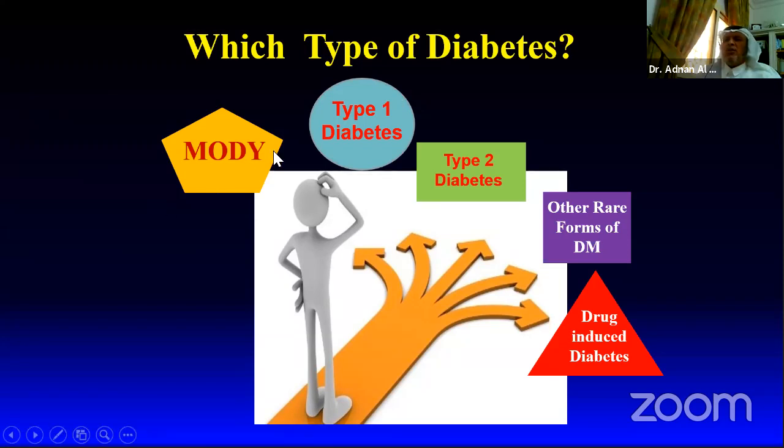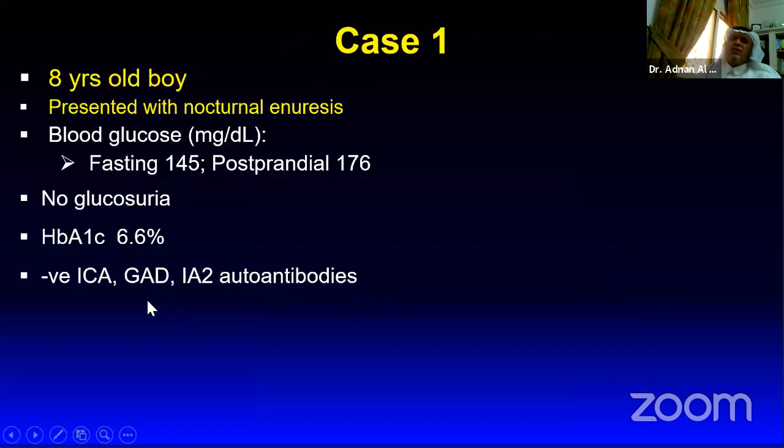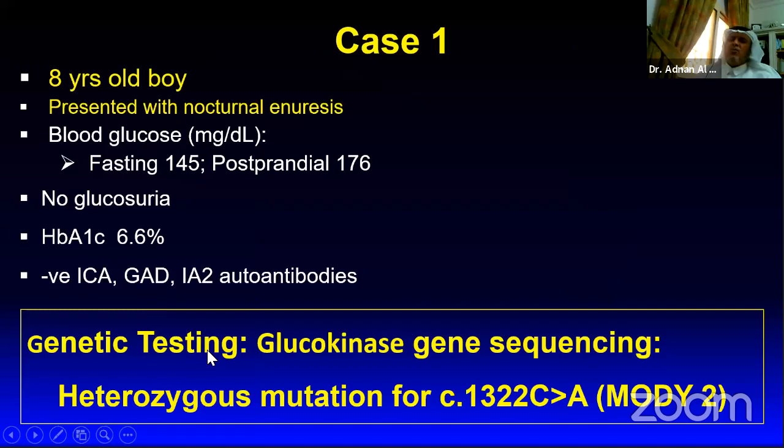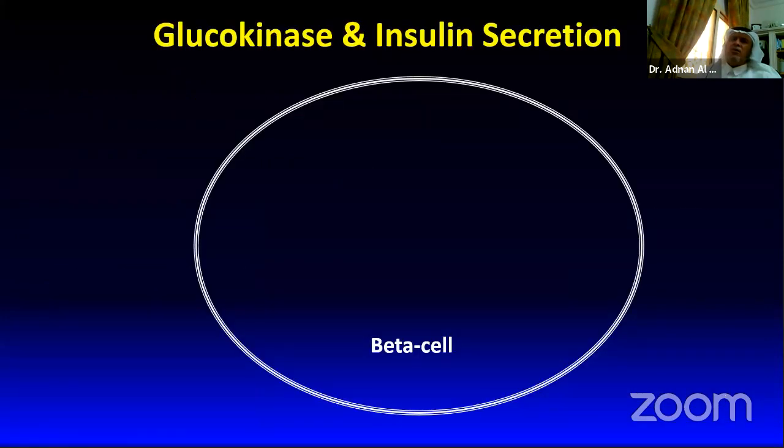Is it MODY? Is it type 1 diabetes? Is it type 2 diabetes? Is it other rare forms of diabetes? Or is it drug-induced diabetes? So with these findings, we said, let's do genetic testing, and it came as glucokinase gene mutation. So this is MODY2. So the diagnosis of this patient is MODY2 diabetes, or maturity onset diabetes of the young.